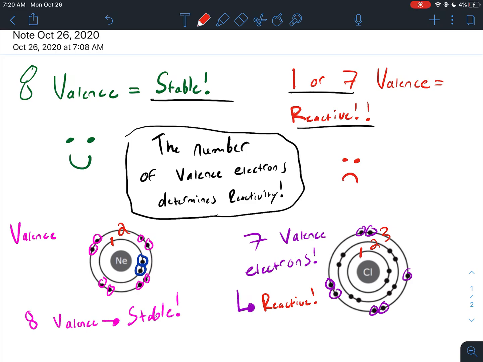If we have 1 or 7 valence electrons, we're very close to having 8. We either need to lose 1 or gain 1 to get to 8, and that makes the elements very reactive. We're just going to practice a lot of counting today, but remember in your heads, 1 or 7 means reactive, 8 means stable.